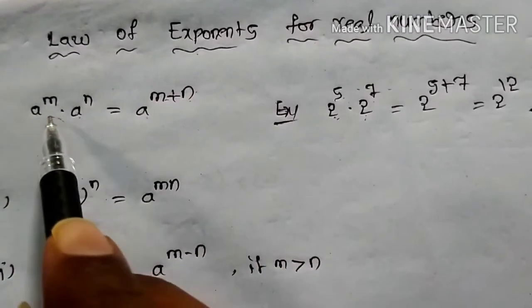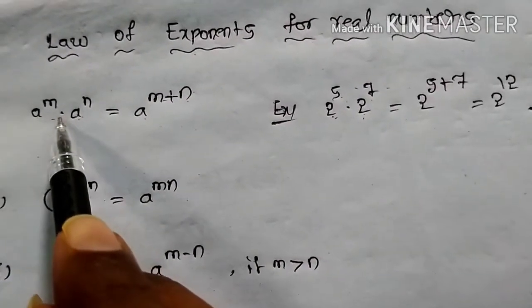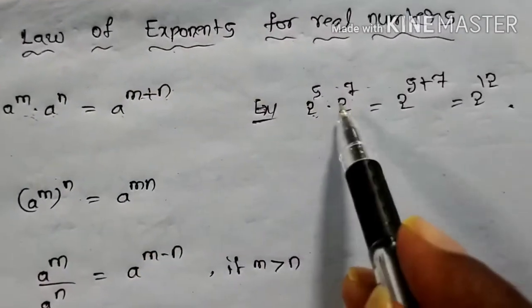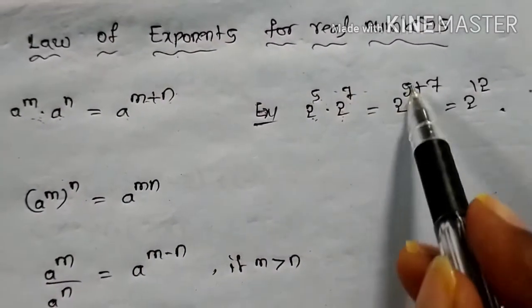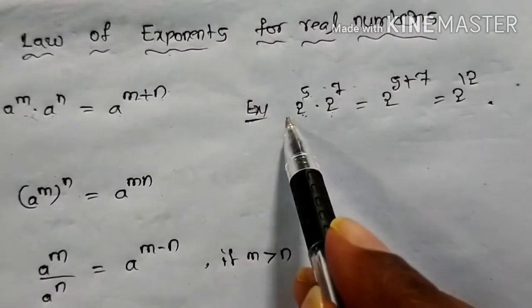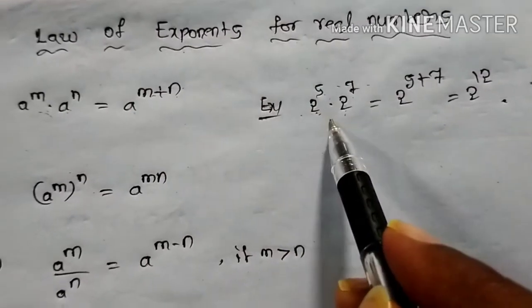This is the product law here. Bases are the same, and the operation is multiplication, so you can just add the exponents, that means m plus n. Here 2 power 5 into 2 power 7 is equal to 2 power 5 plus 7. 5 plus 7 is 12. As per your convenience, you can do your own problems also.